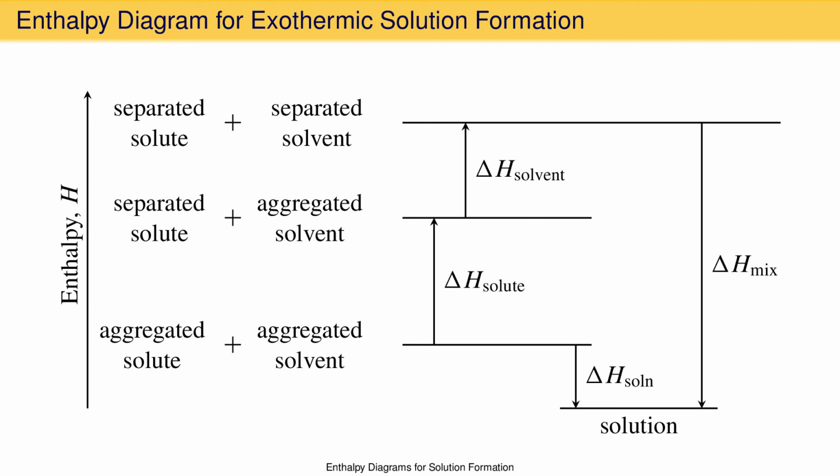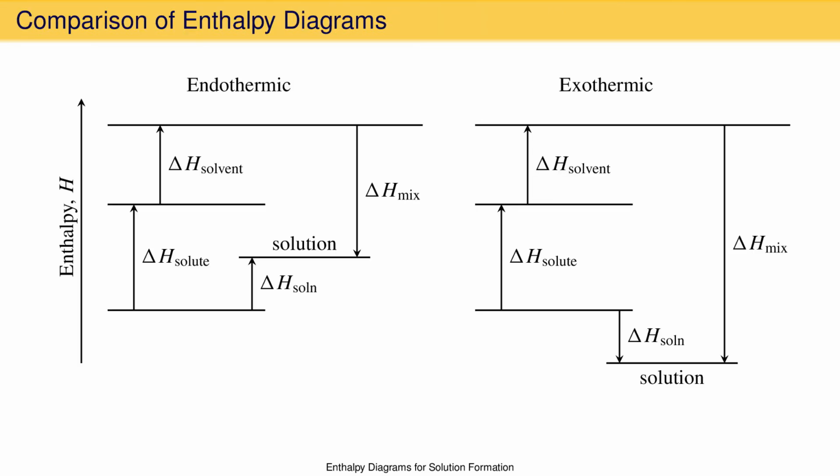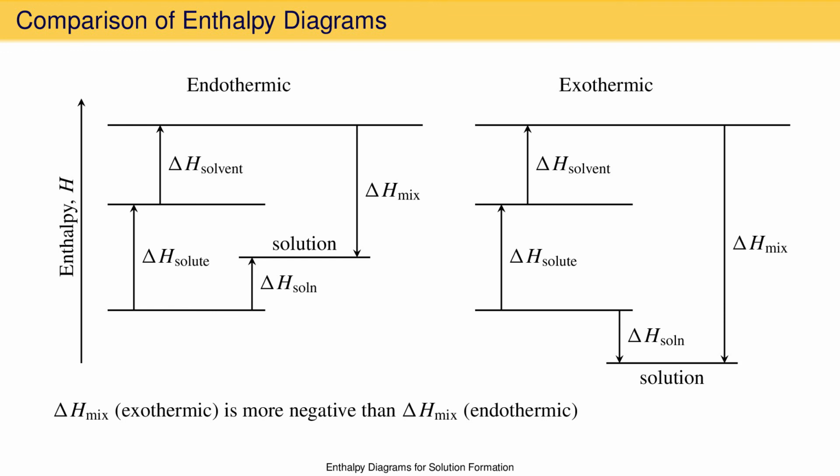Let's compare the endothermic and exothermic enthalpy diagrams to see what they tell us. If we carefully compare the enthalpy diagrams for the endothermic and exothermic solution formation, you'll notice that the difference between the two is the length of the arrow for delta H mix, the enthalpy change for solute-solvent interaction. We can now answer the question, why is the heat of solution negative in one case and positive in the other? For this example, the answer is that solution formation has the same cost in each case, delta H solute plus delta H solvent, but the return, delta H mix, is more negative in the exothermic case, meaning that the solute-solvent interactions are stronger in the exothermic case.